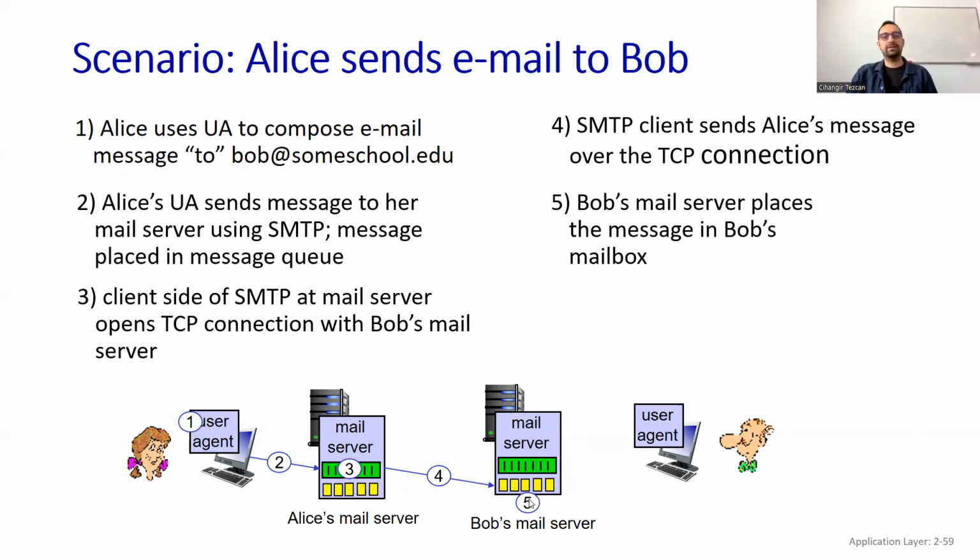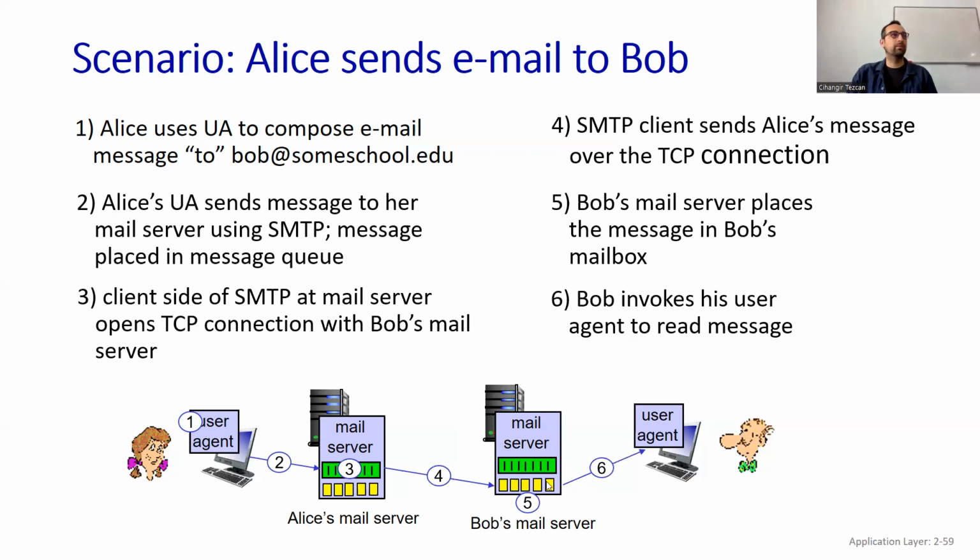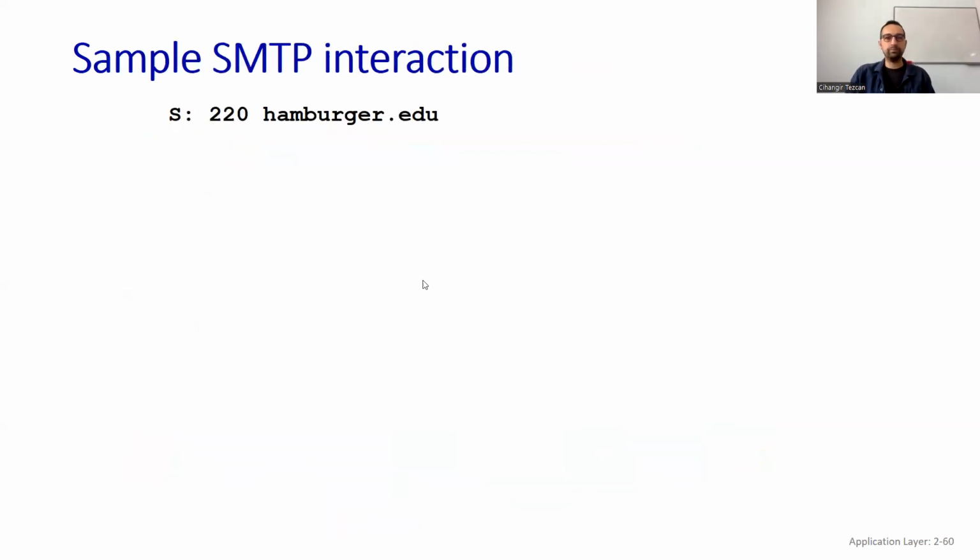Of course, this is a pull, not a push, because you send the mail and the mail stays there because Bob might be offline, right? But whenever Bob wants to read this email, Bob invokes his agent to read the mail, right? Then you receive the mail. This is why you don't have to be online all the time.